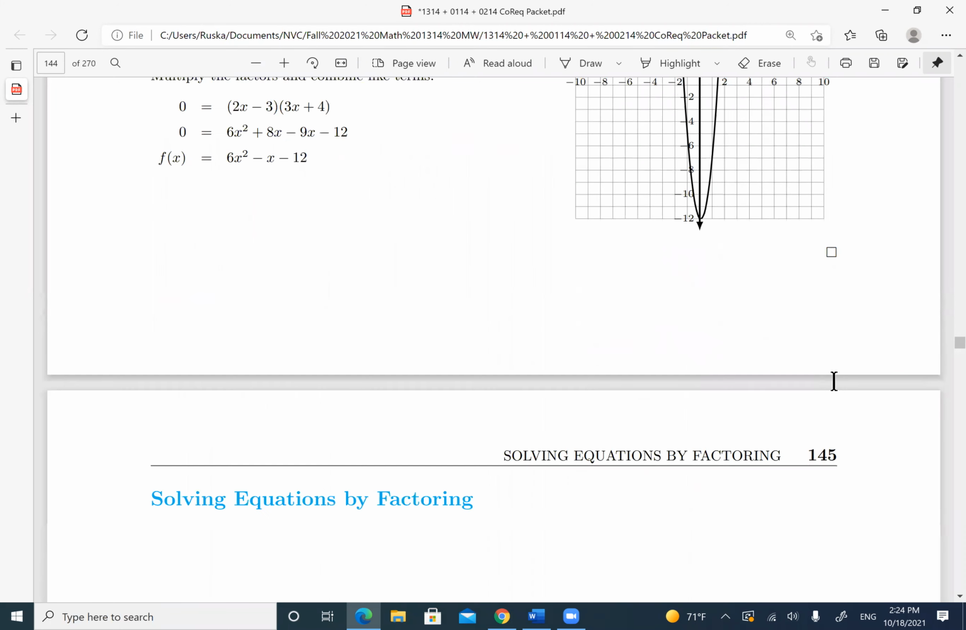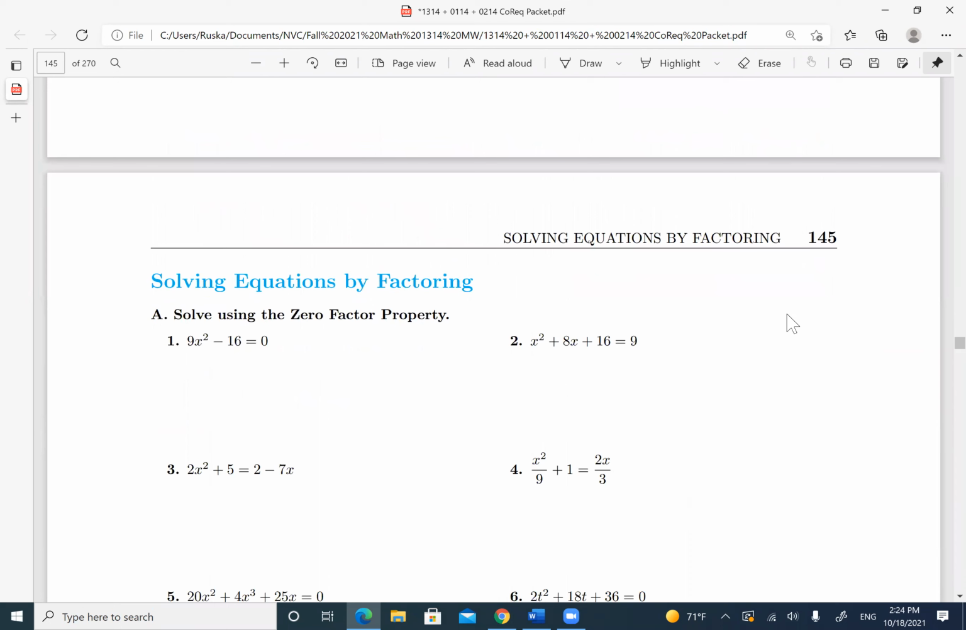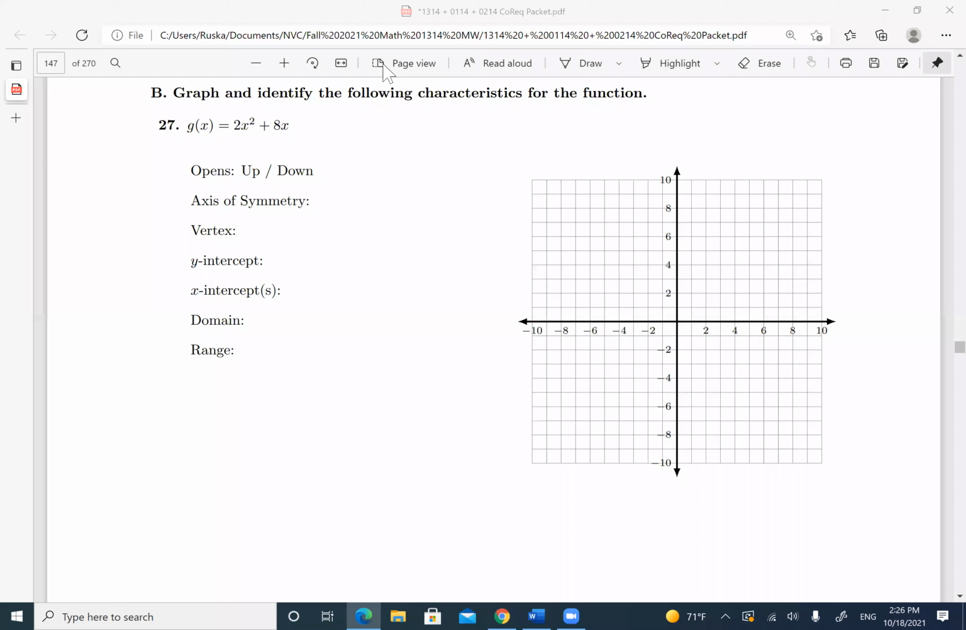Okay, so now let's see what else we have. Solving by factoring, we're gonna do that next time. Okay, so we're going to continue on page 147. And we have some applications here about the graph and finding the x-intercept of a quadratic function.